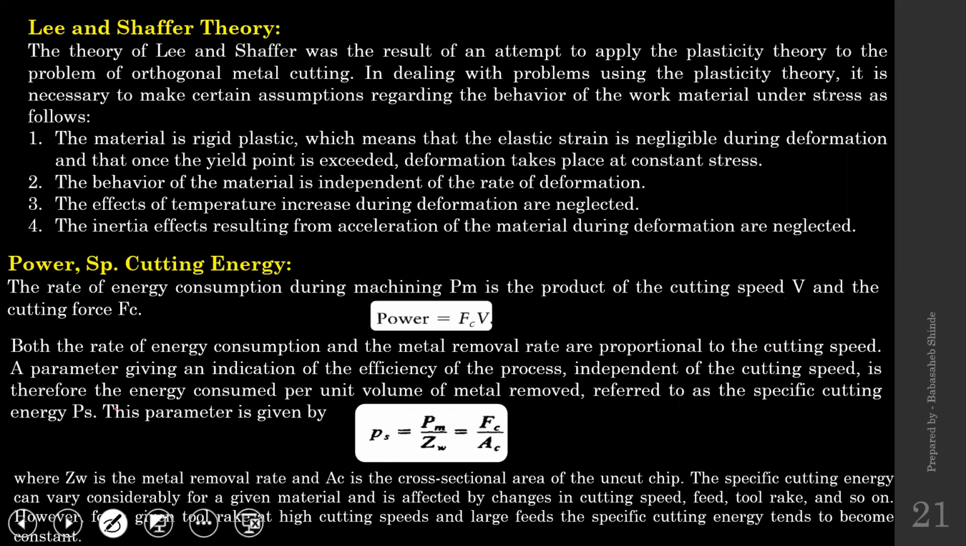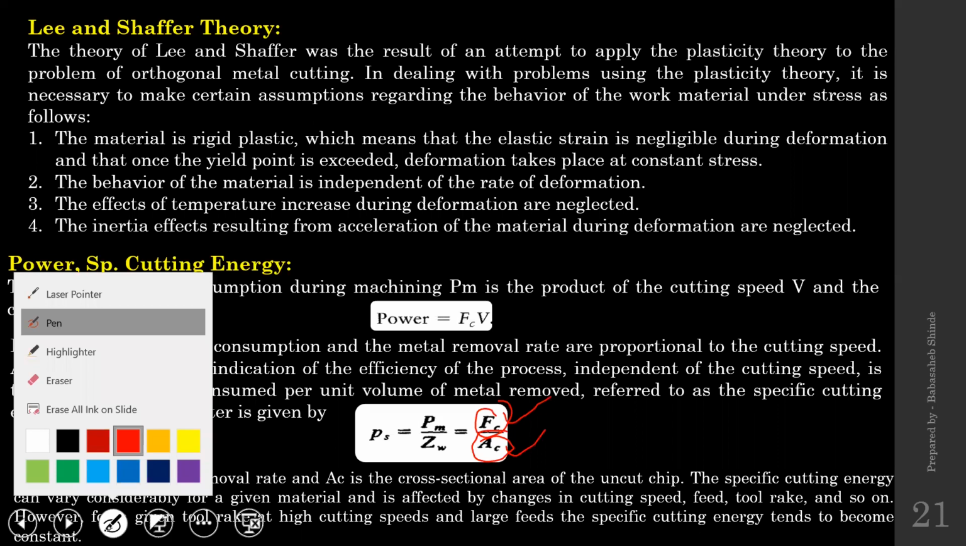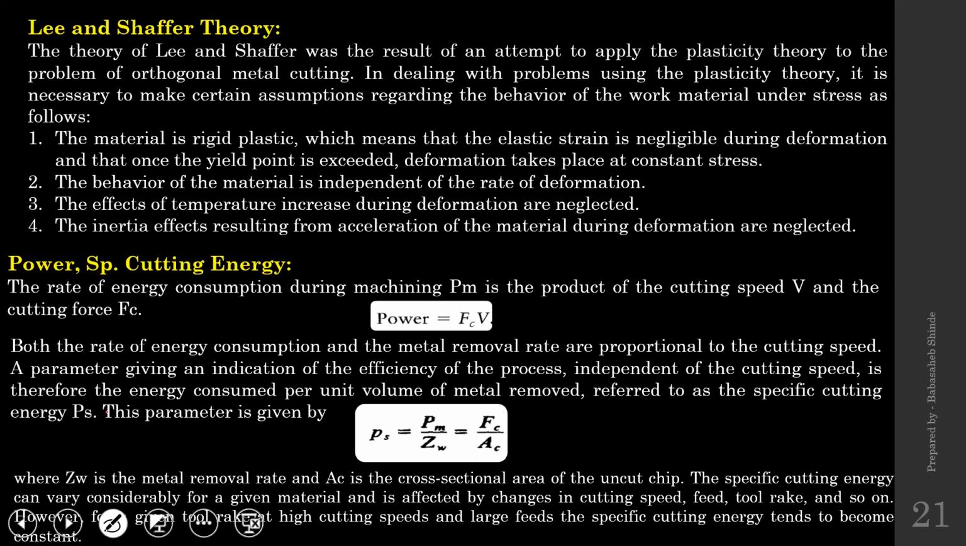Now there is one alternative relation to calculate this specific cutting energy itself. The alternative relation is FC by AC. FC is the cutting force and AC is the cross sectional area of uncut chip. Now what is that cross sectional area of uncut chip?